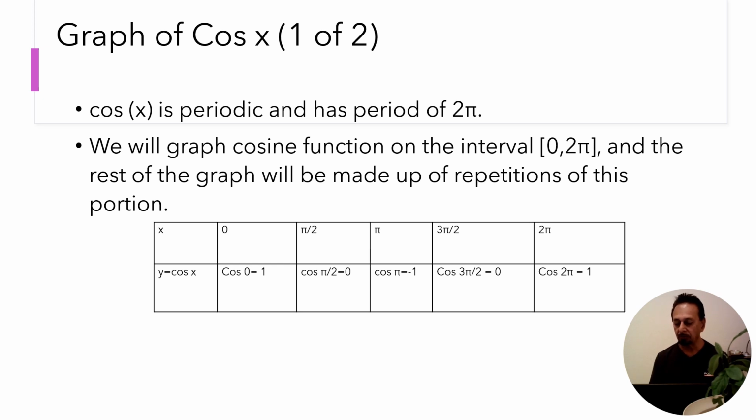It looks like the graph of cosine starts at 1, and then it comes back to the x-axis, and then it goes below the x-axis 1 unit, and then you come back to the x-axis, and then go 1 unit above the x-axis.